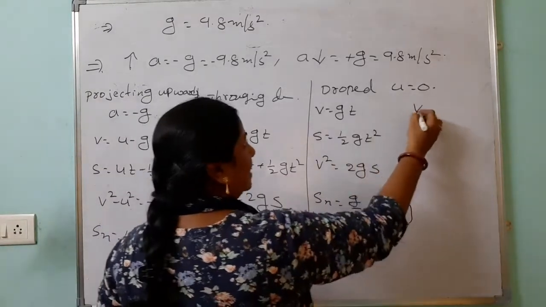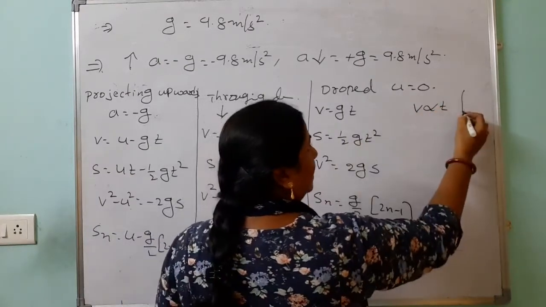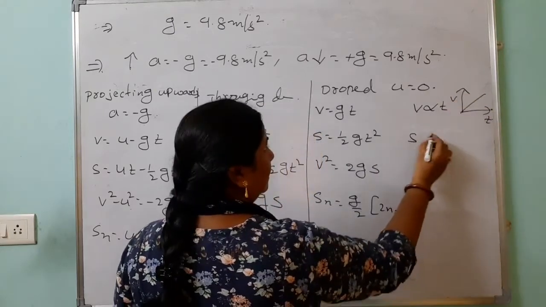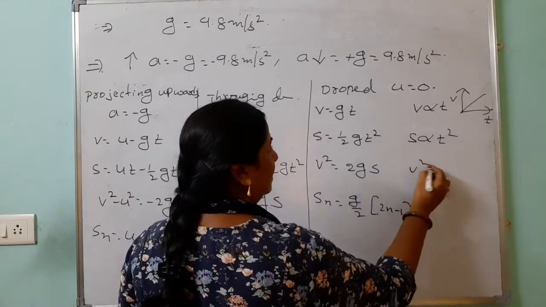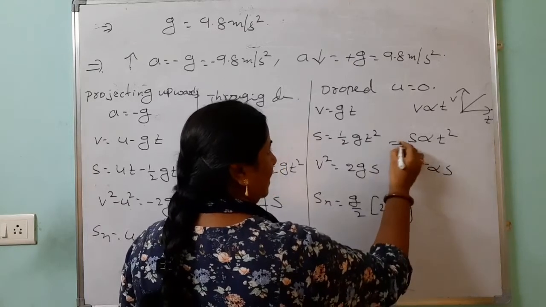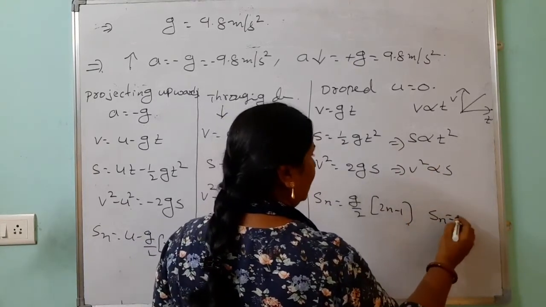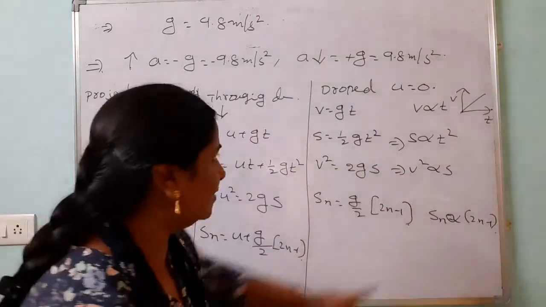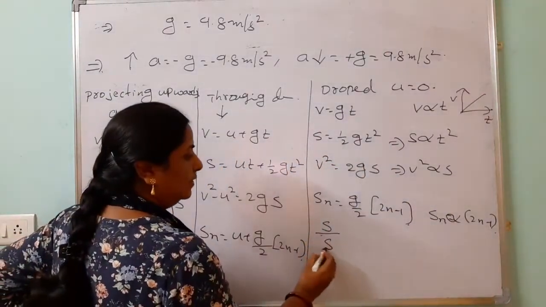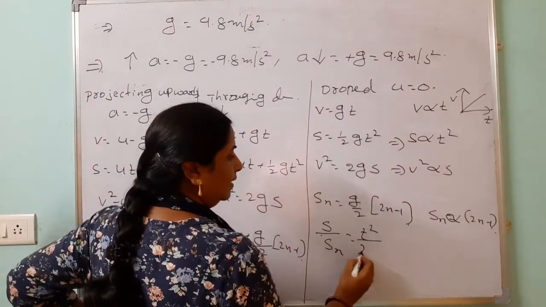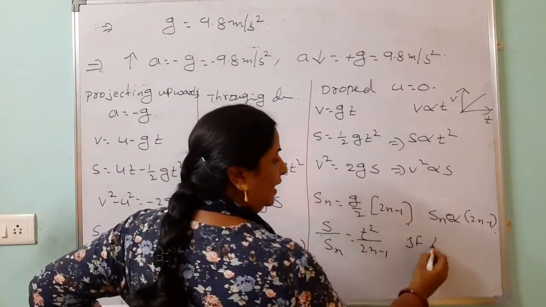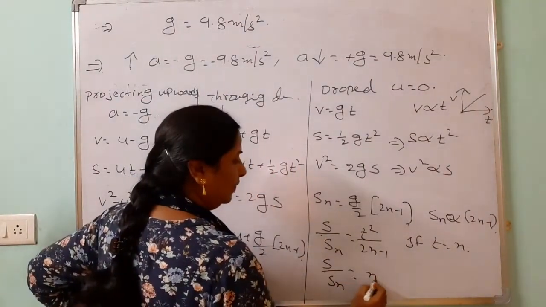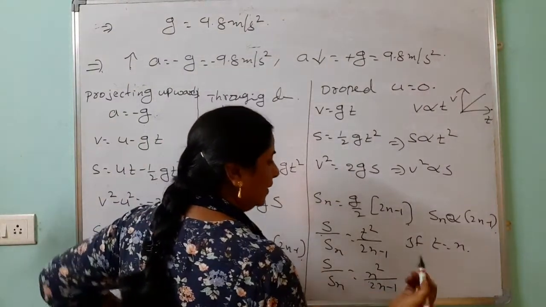Here also velocity is directly proportional to time. The graph we are getting is a straight line passing through the origin. Like that, S is directly proportional to t square. Sn is directly proportional to 2n minus 1. See this second one and first one, when we go through the ratio t square by 2n minus 1, if t equals n, we get S by Sn equals n square by 2n minus 1.